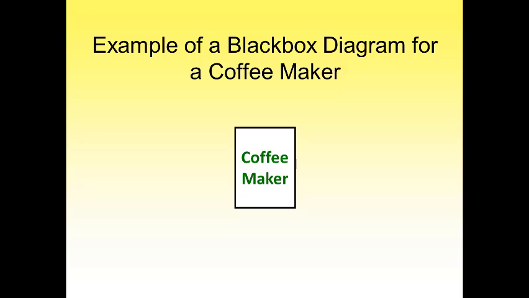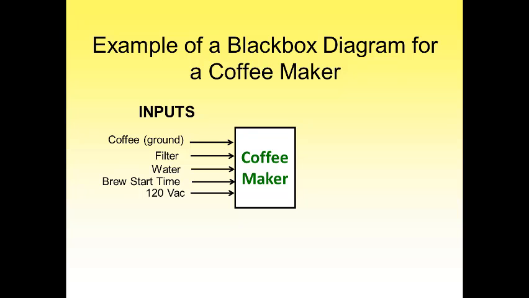As an example, if we were going to make a black box diagram of a coffee maker, well, we first ask ourselves, what are the inputs to a coffee maker? If you're going to make a cup of coffee, what kind of information or materials are coming into the process of making a cup of coffee with an automatic coffee maker? Well, certainly we have to put some ground coffee in. We're probably going to put a filter in. We're probably going to add water into it. Somewhere there might be a timer to say when it should start brewing. We have to put some power into it. Usually we plug it into the wall, so we have 120 volts AC coming in.